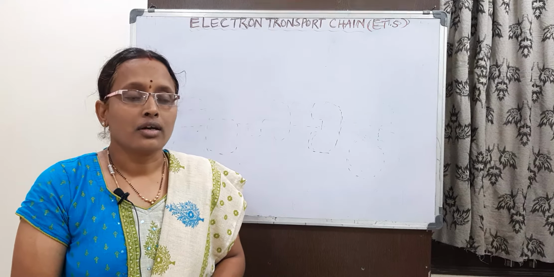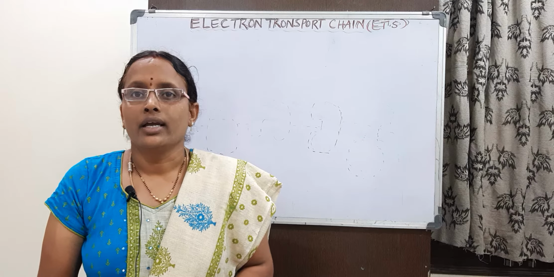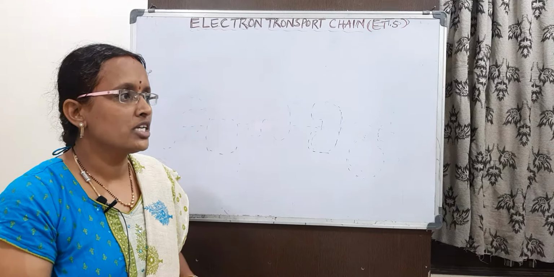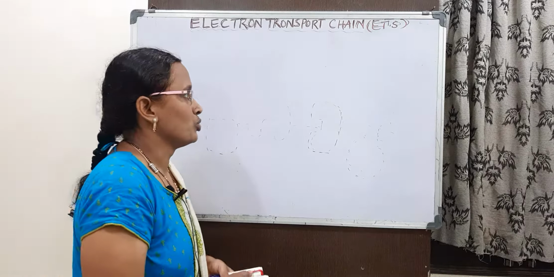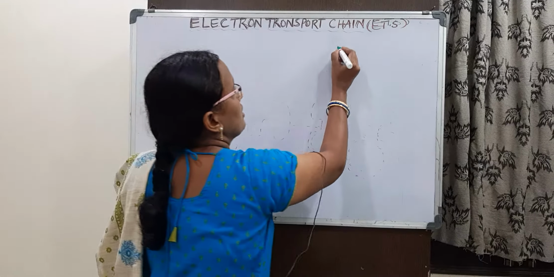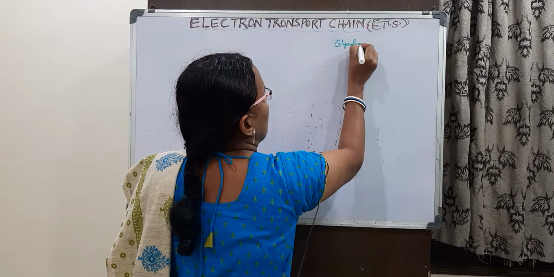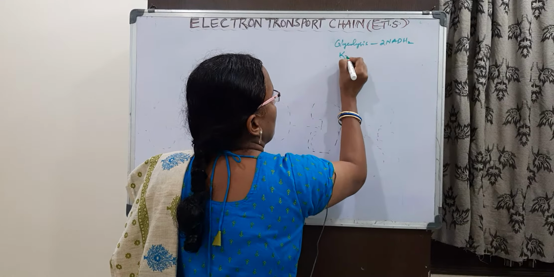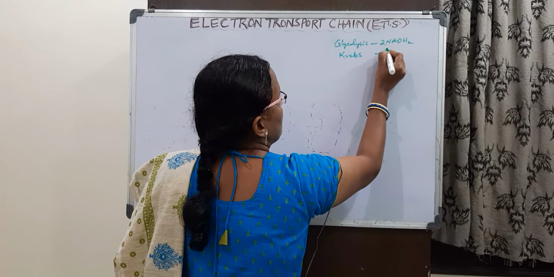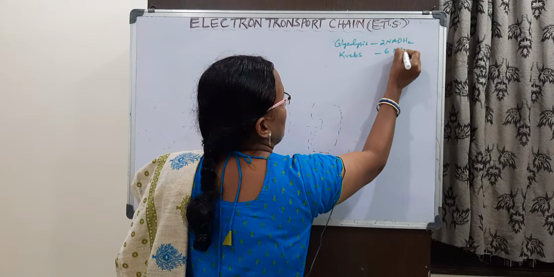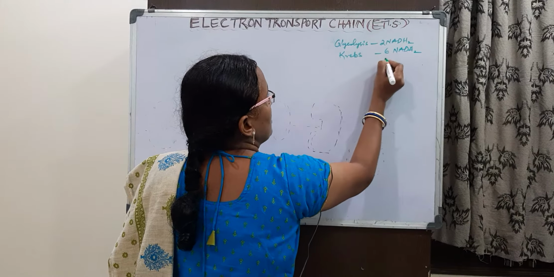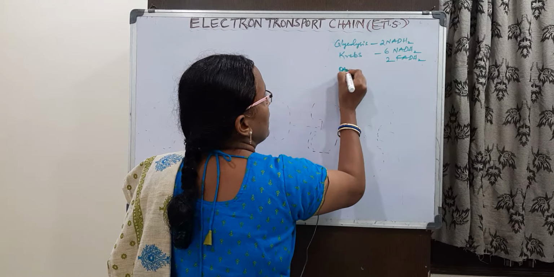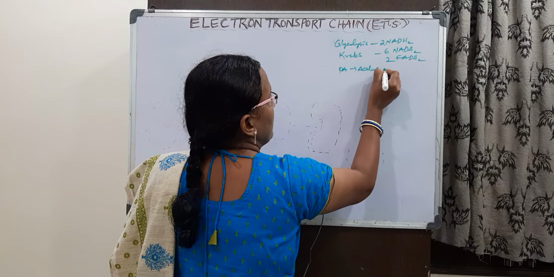After that, in the Krebs cycle and in the link reaction, when pyruvic acid is converted into acetyl coenzyme A, we get NADH2. In glycolysis we get 2 NADH2, whereas in the Krebs cycle we get 6 NADH2 and FADH2.